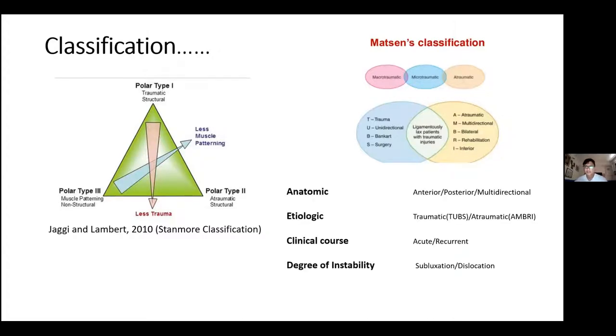And there is a simple classification. According to anatomy by the direction, it may be anterior instability, posterior, or multidirectional. According to etiology, it may be TUBS or atraumatic. According to clinical course, it may be acute dislocation or recurrent dislocation. And according to the degree of instability, it may be a subluxation or a dislocation.